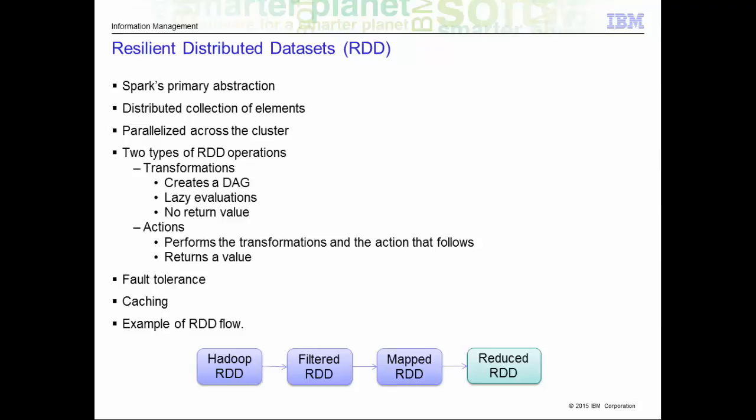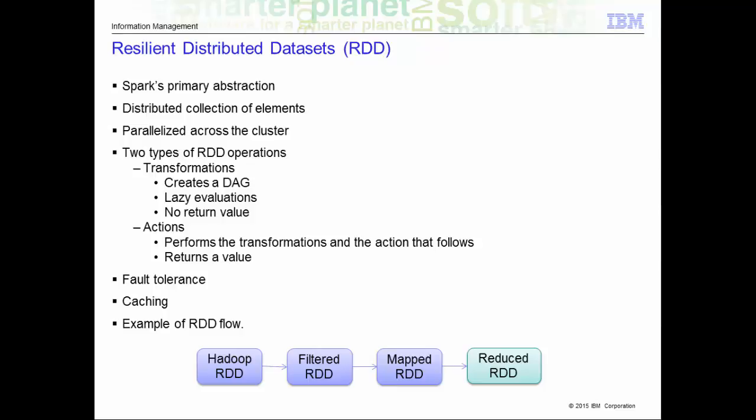Transformations are those that do not return a value. In fact, nothing is evaluated during the definition of these transformation statements. Spark just creates these directed acyclic graphs, or DAG, which will only be evaluated at runtime. We call this lazy evaluation. The fault tolerance aspect of RDDs allows Spark to reconstruct the transformation used to build the lineage to get back the lost data.